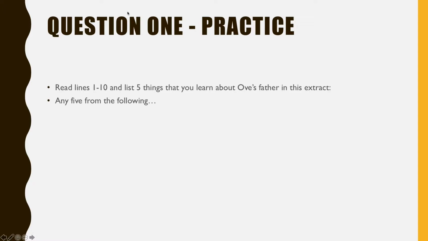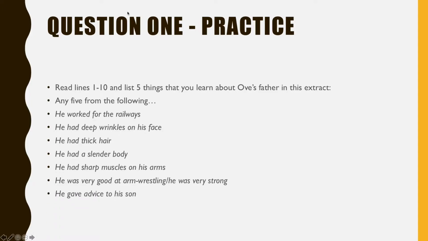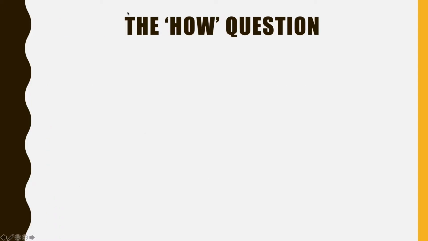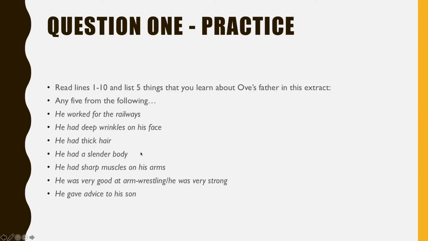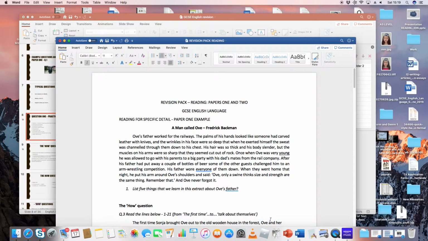So he worked for the railways. He had deep wrinkles on his face. He had thick hair. Had a slender body. Had sharp muscles. He was very good at arm wrestling, because he was very strong. He gave advice to his son, etc. You can see that the first 5 are very straightforward, just things that are mentioned in the text. The last 2 are the ones that require a little bit more implicit reading and understanding.